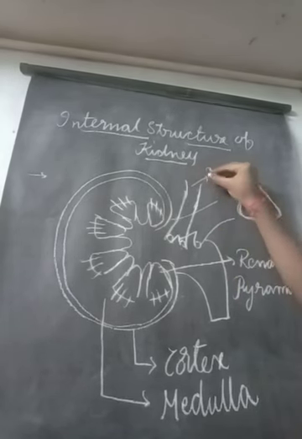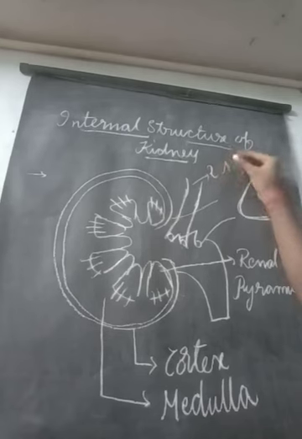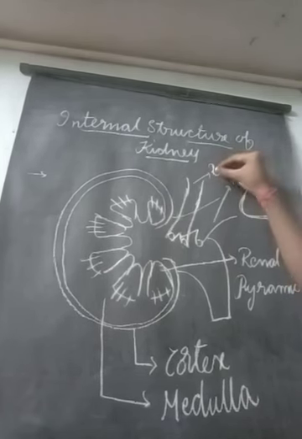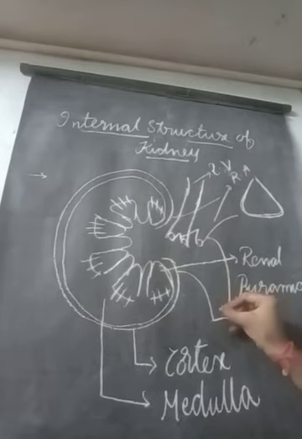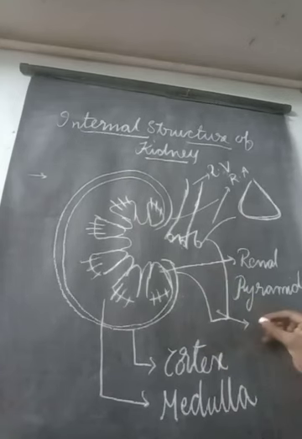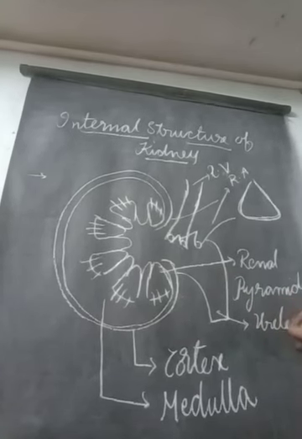Okay, and you all know these. This is the renal artery. This is the renal vein. And what is this? Ureter.